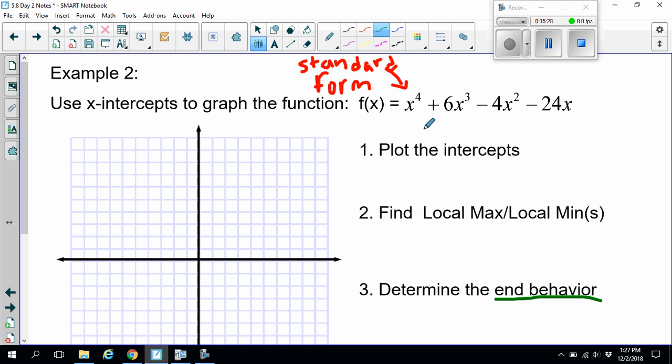So our function here is x to the 4th plus 6x cubed minus 4x squared minus 24x. Notice that this function is written in standard form. Remember, standard form means that we go from the highest exponent and decrease from there, which we do. So our highest exponent is 4, meaning that our degree is even.